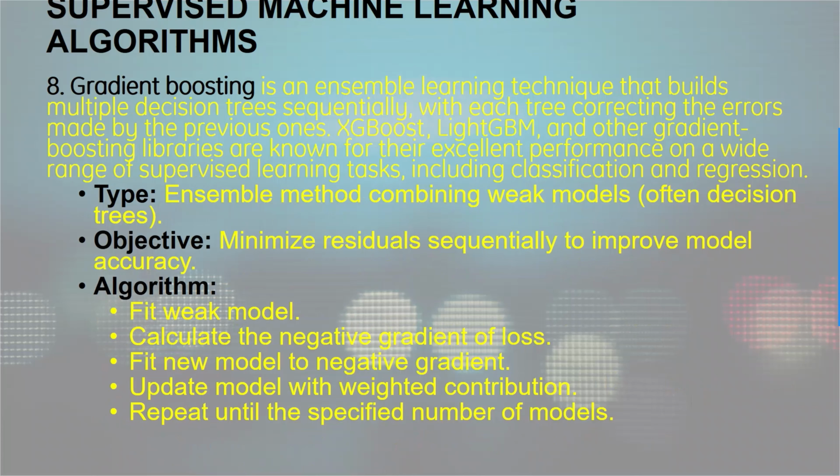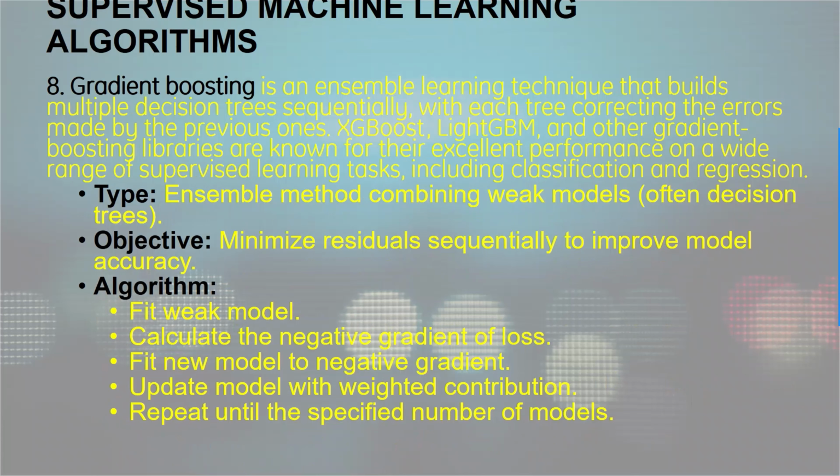So the last one we'll be speaking about is gradient boosting. This is an ensemble learning technique that builds multiple decision trees sequentially, with each tree correcting the errors made by previous ones. Then we have XGBoost, LightGBM, and other gradient boosting libraries known for their excellent performance on a wide range of supervised learning tasks, which includes classification and regression. The type here is ensemble methods combining weak models, often decision trees, with an objective that minimizes residuals sequentially to improve model accuracy.